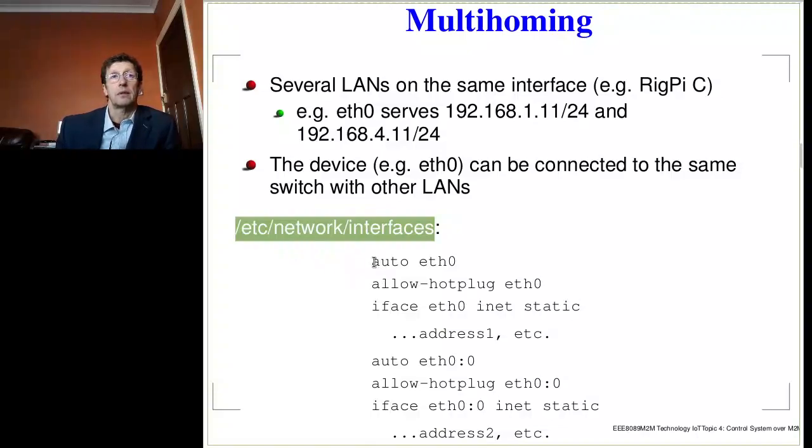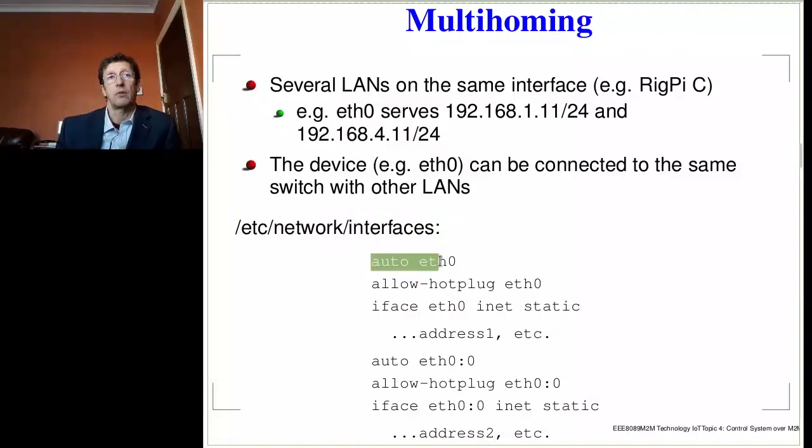And for each interface, there are several lines of text describing it. So first of all, it says auto, and then the name of the interface, and this is the device, Ethernet 0. Auto means that when you power up the device, the interface comes up and is prepared to work. Allow hot plug means that when your Pi or any computer is running, you can unplug and plug the cable later into the interface and then it will configure itself. So it's prepared for this hot plugging.